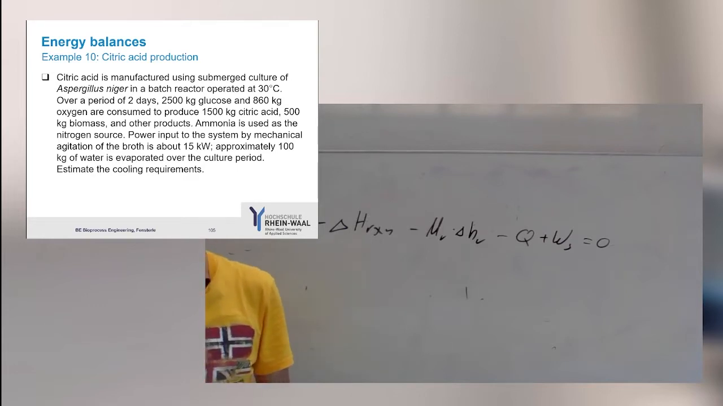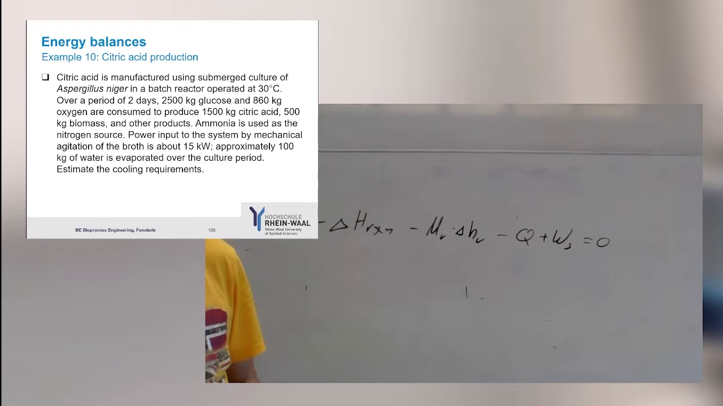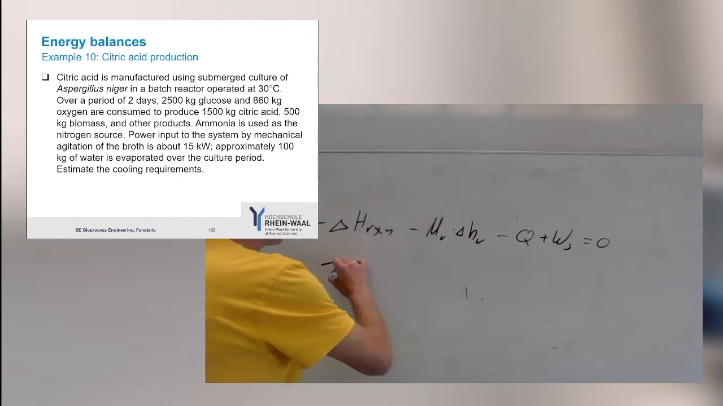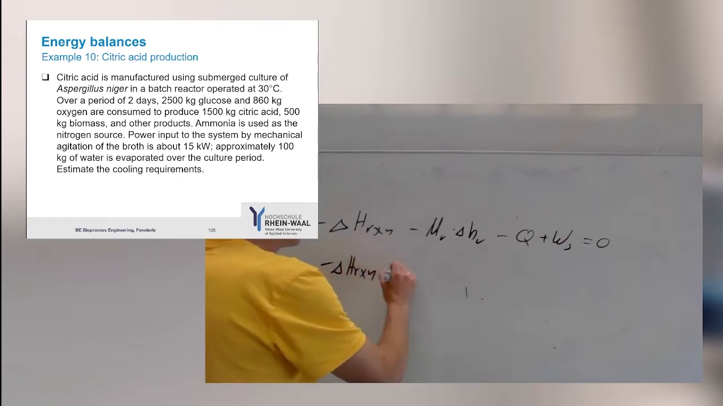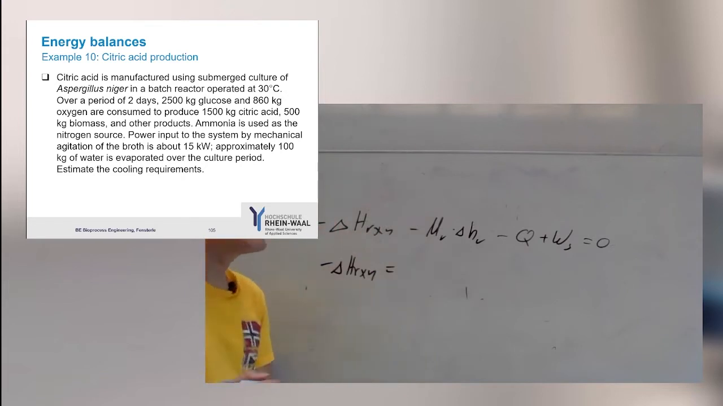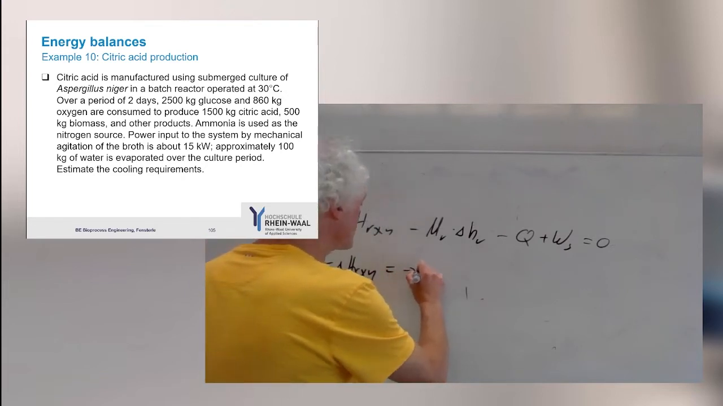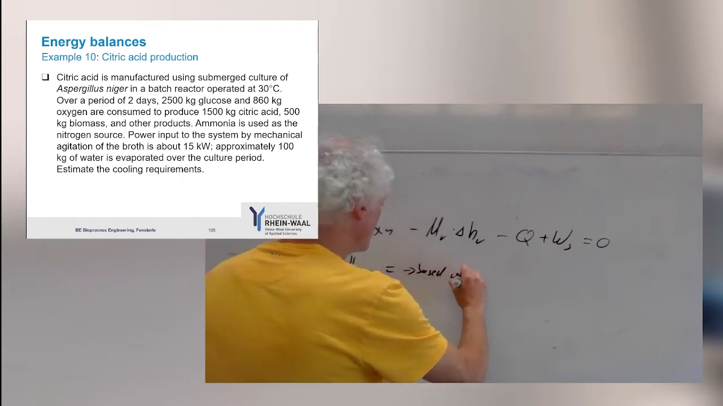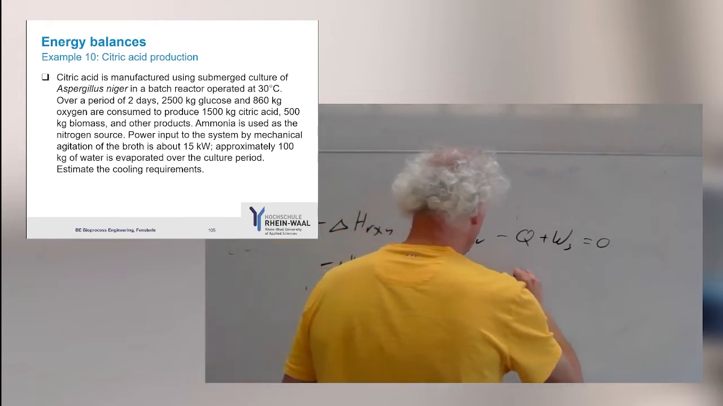And if we look at the exercise, we see that citric acid is manufactured in submerged culture. We have a heat input, which is the 15 kilowatt agitation, and we have water evaporated. So we need to bring in these two things. Okay, so let's start with calculating the heat of reaction. We can go directly, because this is calculated based on oxygen consumption.